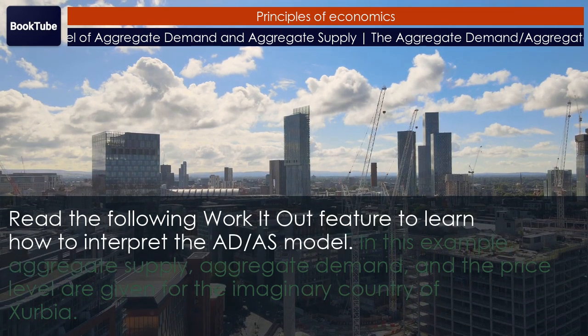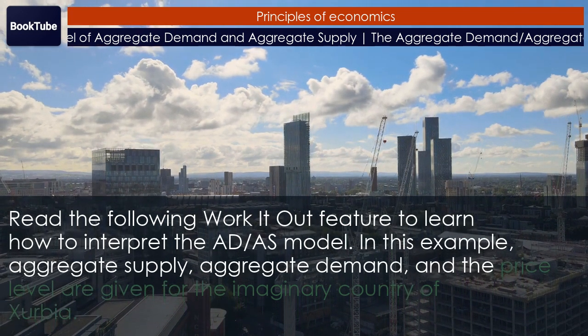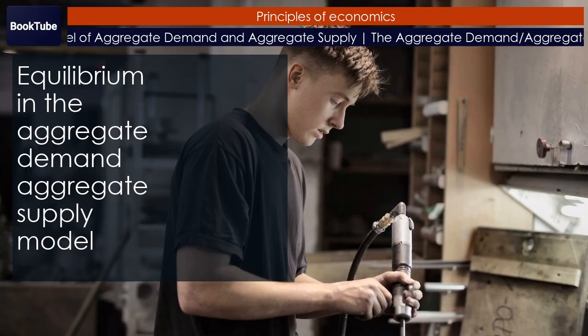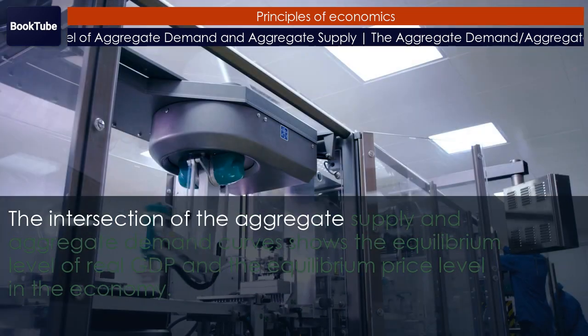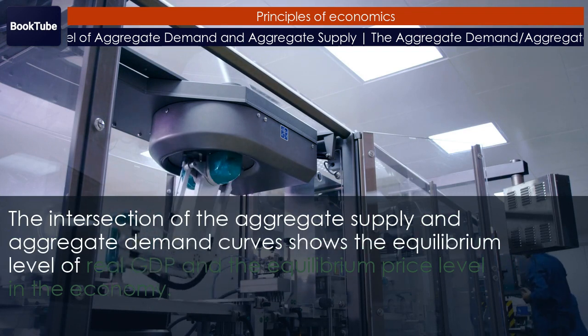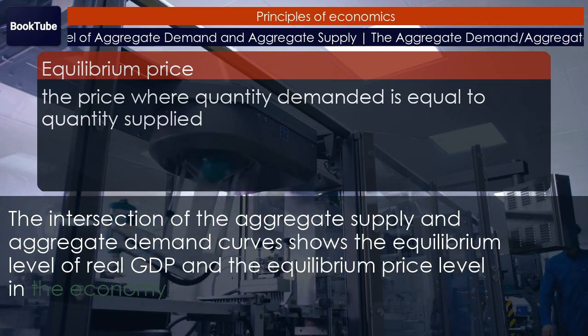In this example, aggregate supply, aggregate demand, and the price level are given for the imaginary country of Serbia. Equilibrium in the aggregate demand, aggregate supply model. The intersection of the aggregate supply and aggregate demand curves shows the equilibrium level of real GDP and the equilibrium price level in the economy.